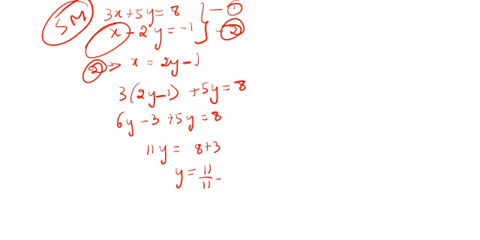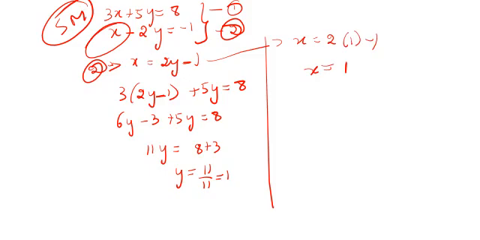And you sub it back into that one. So you get x is equal to 2 times 1 minus 1. So you get x is equal to 1. So at the end of it, you'll get x is equal to 1 and y is equal to 1. So that is your substitution method.